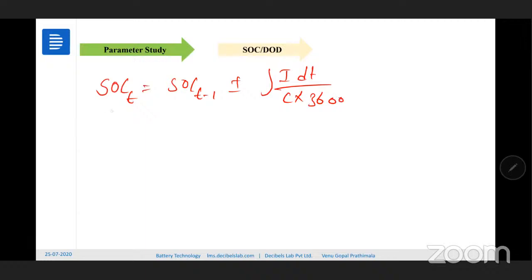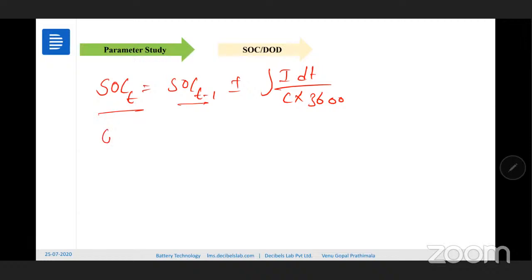Here t is the time at which we are measuring, and t minus 1 is the previous one. The minus sign represents the discharge case and the plus sign represents the charge case. I is the current with which we are discharging or charging, and C represents the cell capacity. That's how we calculate the state of charge. Now let's take a small example of state of charge calculation using Coulomb counting.